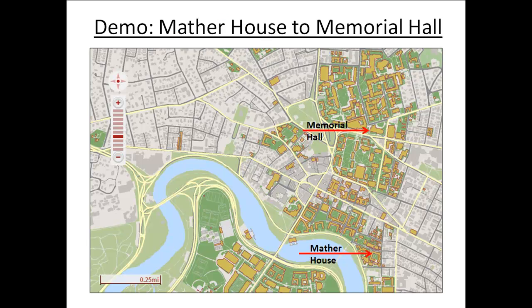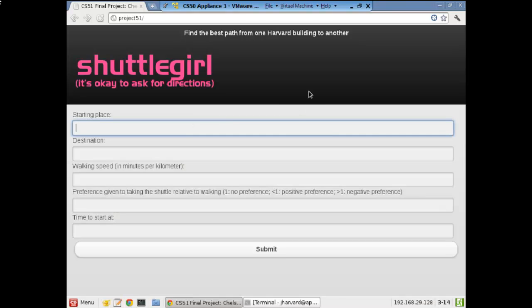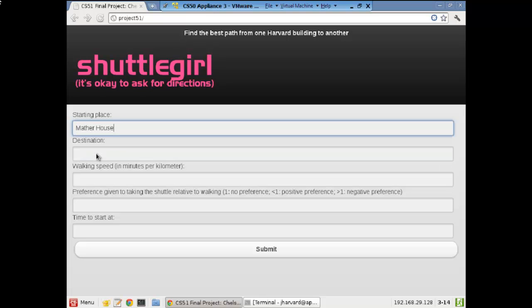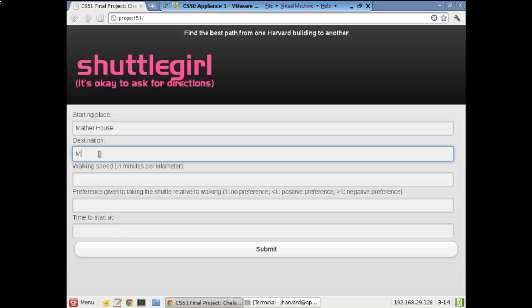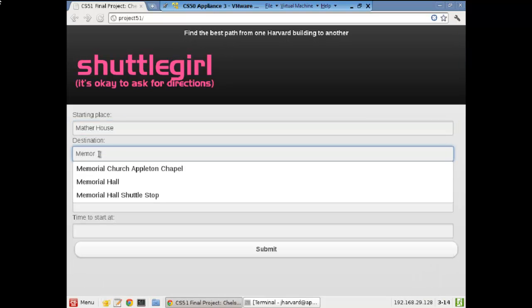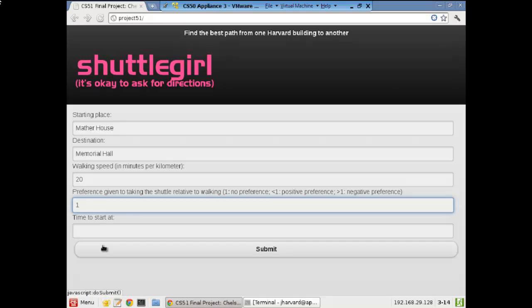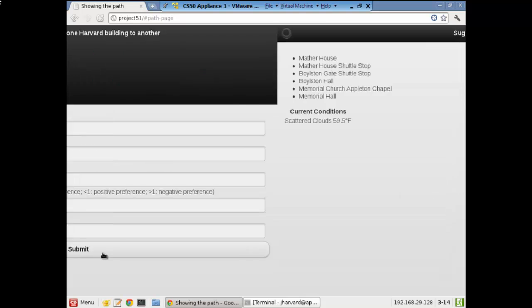For our demo, we'll be starting at Mather House and ending at Memorial Hall. We start by entering the locations of our start and our destination. Then we input our walking speed, 20 minutes per kilometer, about 2 miles per hour. Then we enter 1 for no preference and hit submit. Shuttlegirl will assume you are leaving immediately if you leave the time blank as we just did.